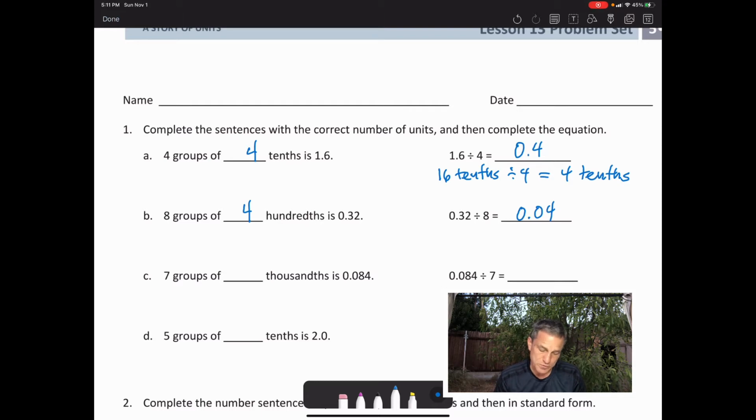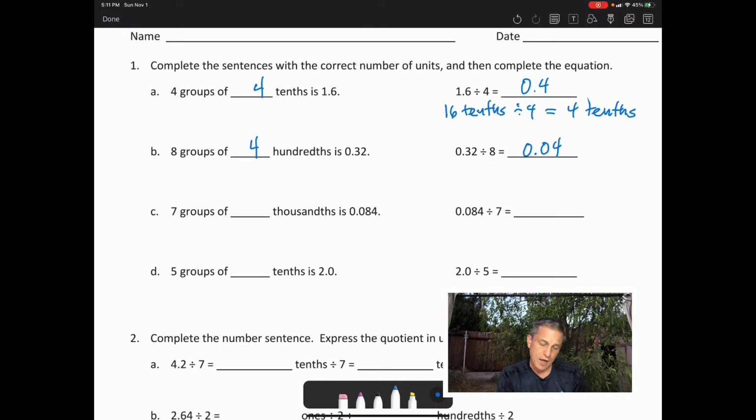Okay, 7 groups of how many thousandths equals 84 thousandths? 12. So 7 groups of 12 thousandths. Let's try it. 12 times 7, that is 14, carry the 1, yes, 84. So we have 84 thousandths divided by 7 equals 12 thousandths. So in standard form, 12 thousandths would be 0.012.